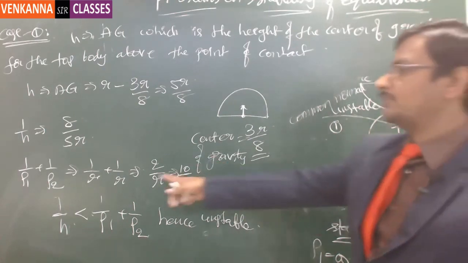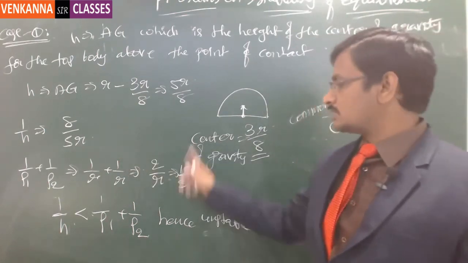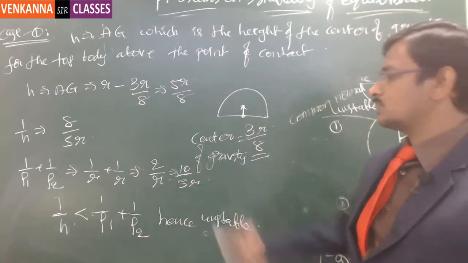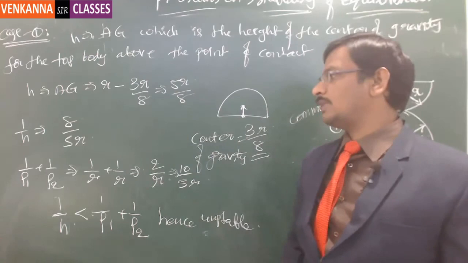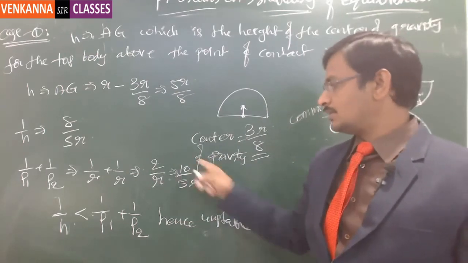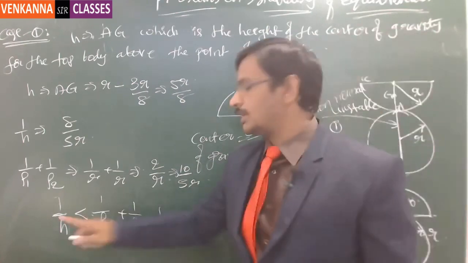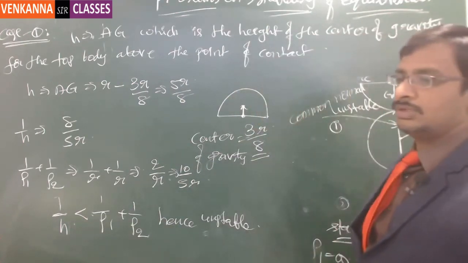When comparing, don't get confused. Try to make a common denominator and then compare the numerators. So this is 10 by 5r and that is 8 by 5r. 8 by 5r is less than 10 by 5r, hence this is unstable. For stability, it has to be greater than. Got it?